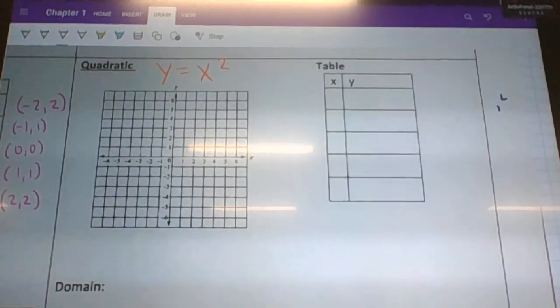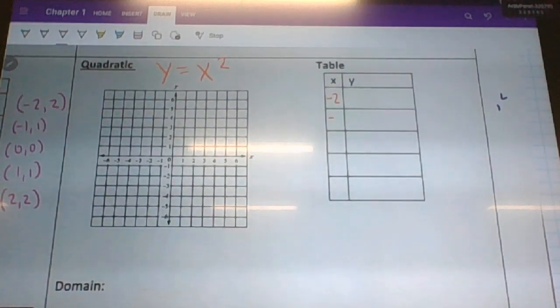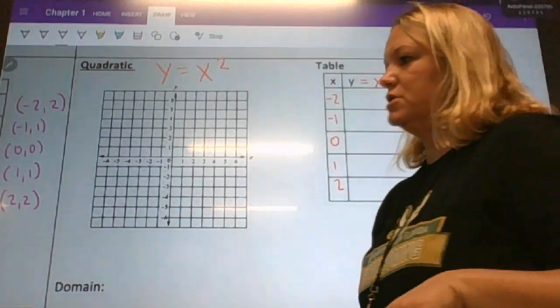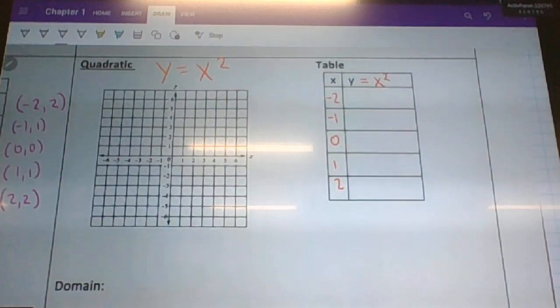Same table. This time we're plugging these x values into y equals x squared. So I'm going to chill for a minute and let you do the table this time. This is the most difficult one. Go ahead and fill the table out. You might make a mistake, that's okay. That mistake making is part of the learning process. If you don't make mistakes, you're not going to learn it as well.